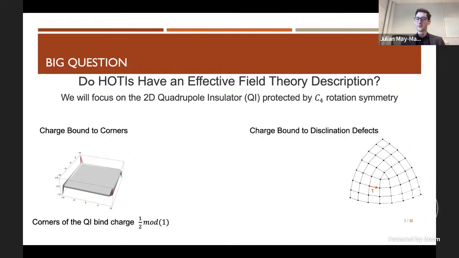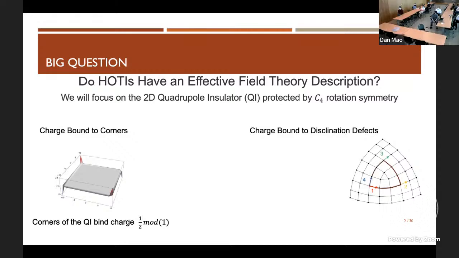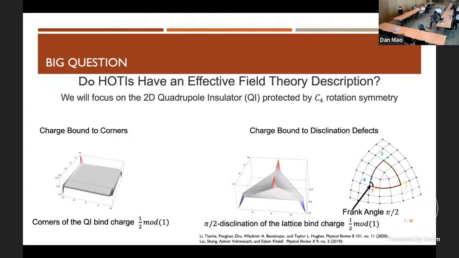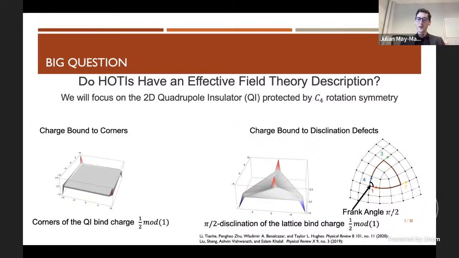If I start with a lattice vector labeled 1 and take it all around this triangle, which is a disclination core, we find that when we get back to our starting point, our vector has been rotated by an angle. This angle is known as the Frank angle and is equal to pi/2 for the triangle. Similarly, I can imagine putting a pentagon in the middle instead, and now we have a Frank angle of -pi/2. We can imagine doing higher order disclinations as well by combining these triangles or pentagons. If we look at what happens to the quadrupole insulator on a square lattice with one of these disclinations, we find that this disclination is going to bind an extra half integer of charge, again modulo 1.